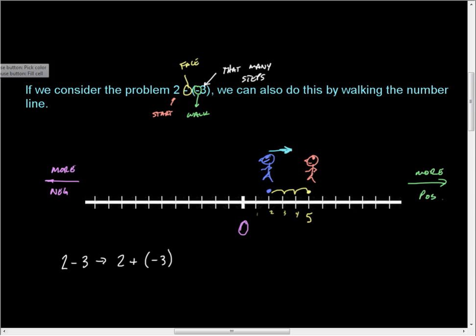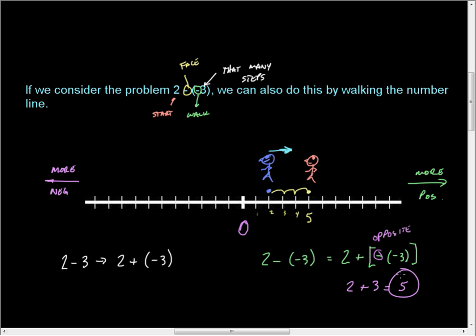Okay, so let's go ahead and play that game on this one. So we'll take 2 minus negative 3. That means it's 2 plus the negative of negative 3. So if you read this, 2 plus the opposite of negative 3. Well, the opposite of negative 3 is just 3, and so it's just 2 plus 3, and that's 5. So when you subtract a negative, you're really adding.